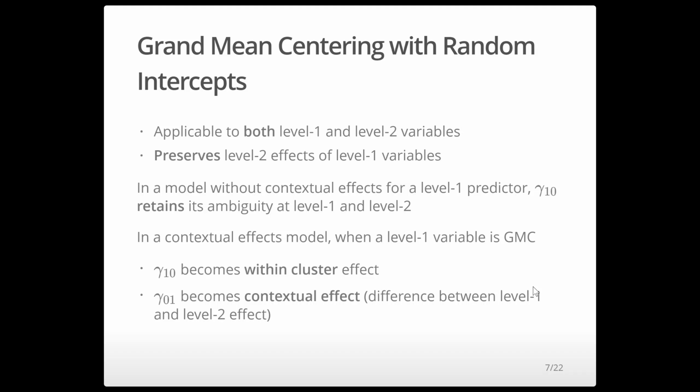In a contextual effects model, when a level 1 variable is grand mean centered, the gamma 0, 1, the level 1 effect, becomes the within cluster effect, and the gamma 0, 2, the level 2 effect, becomes the contextual effect, which is the difference between the level 1 and level 2 effect.